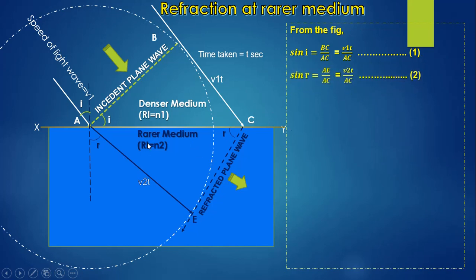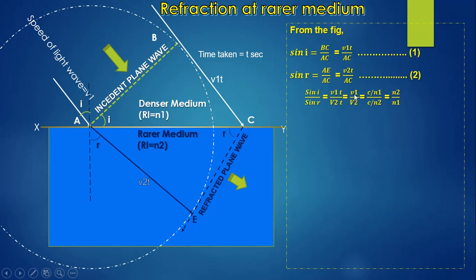Next we have to take the sine of R. For the angle R, AE is the opposite side and AC is the hypotenuse. So AE upon AC, the value of AE is V2 into T, V2 T divided by AC. Write it as equation number 2. Then take the ratio sin I by sin R equals V1T divided by V2T, because AC gets cancelled, and T also gets cancelled, leaving only V1 upon V2.